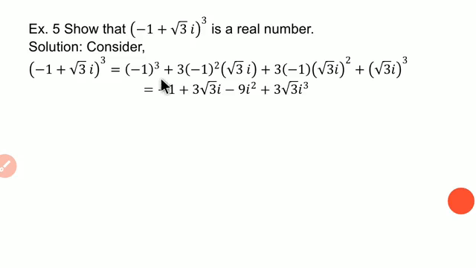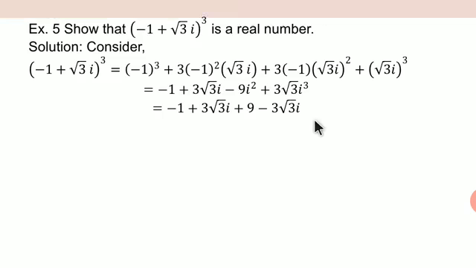So here we get minus 1, because minus 1 cube is minus 1. Here minus 1 square is 1, means this term is positive. We get here 3 root 3i. Here now root 3i bracket square is 3i square. Because of this minus sign, it is negative. So minus 9i square plus root 3 cube, it is 3 root 3 into i cube. So 3 root 3 i cube. i square is minus 1, i cube is minus i. So minus minus becomes plus 9 here, and we get here minus 3 root 3i. So it is equal to minus 1 plus 3 root 3i plus 9 minus 3 root 3i.